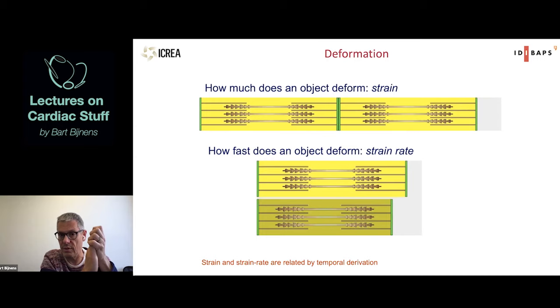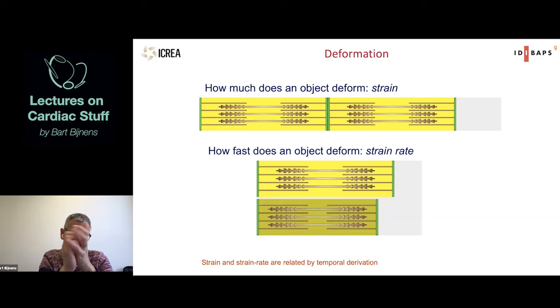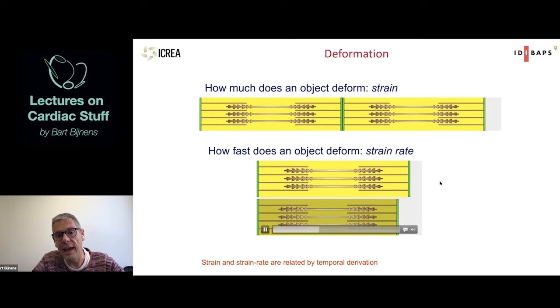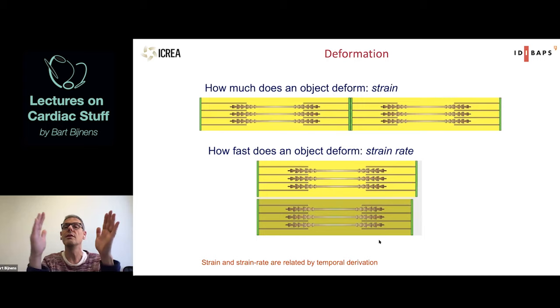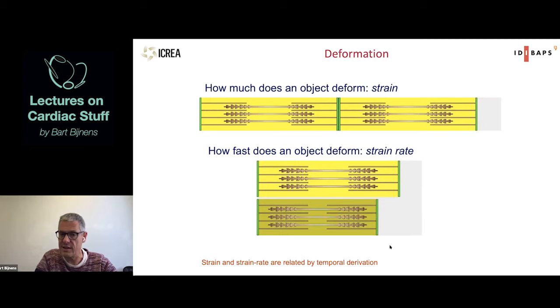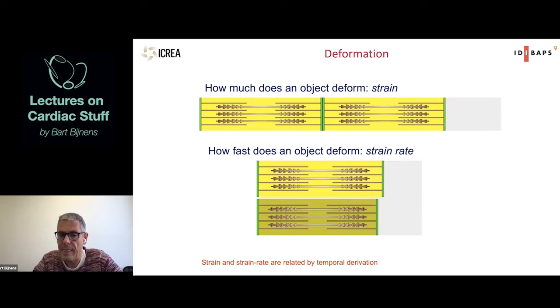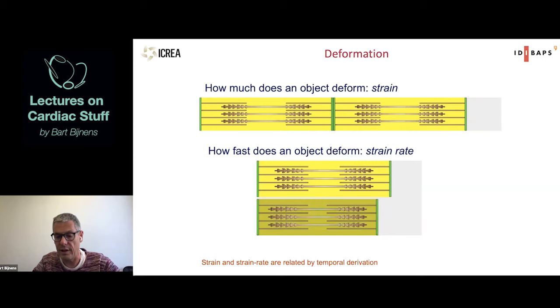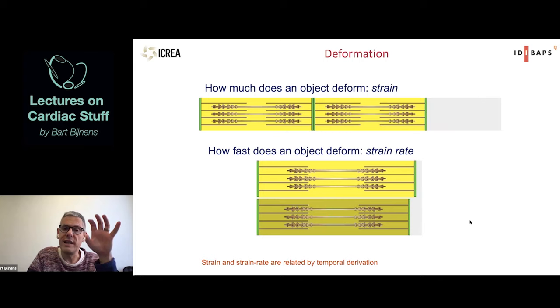Now, when we look at the heart, it's not only the amount of deformation which is important, but also how fast this deformation is taking place. And that's what you see here. In total, these two pieces of myocardium have the same amount of deformation during the cardiac cycle. But of course, the bottom one does it twice as fast as the top one. So the rate of deformation can be different, and that's what we call the strain rate. Obviously, they are related, because just like velocity and displacement are related, strain and strain rate are related through a temporal derivative.